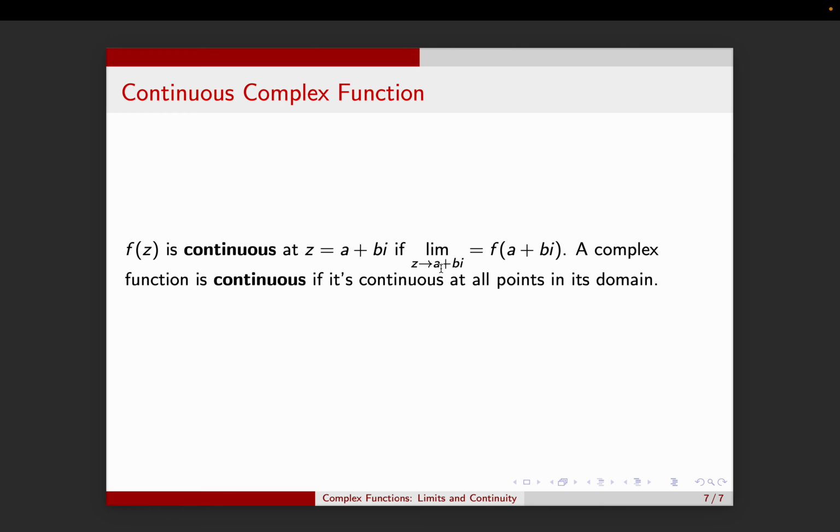So as inputs get close to a plus bi, outputs get close to the output they're supposed to get close to. That's all this is saying. With, again, my apologies, there should be an f of z right here in this empty space. Something didn't compile properly or something.